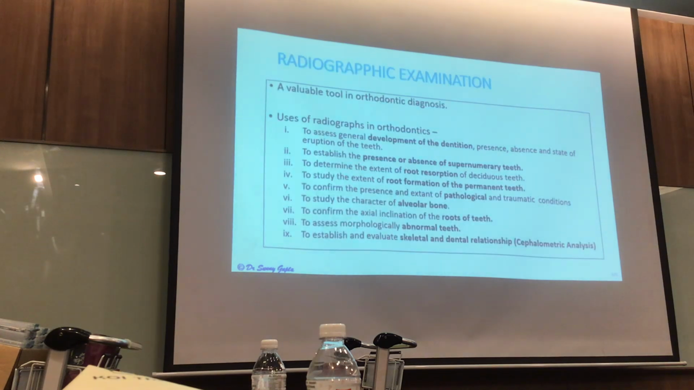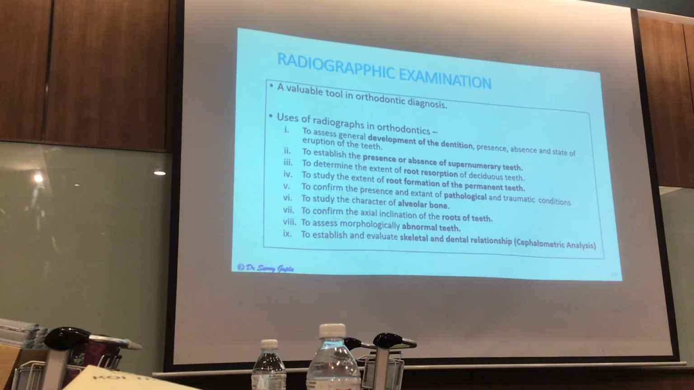So one of the records which we collected was pictures, another record we collected was models. In models we have to observe the study models and do some model analysis. The third record which we take is radiographs. What do we see in radiographs? OPG, cephalogram and IOPAs.